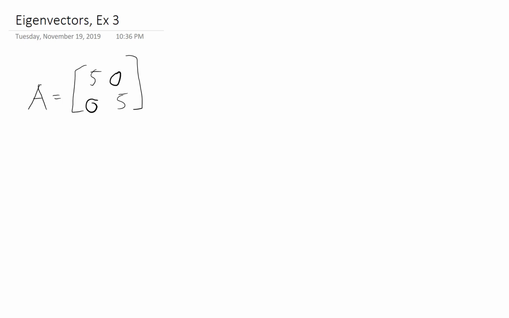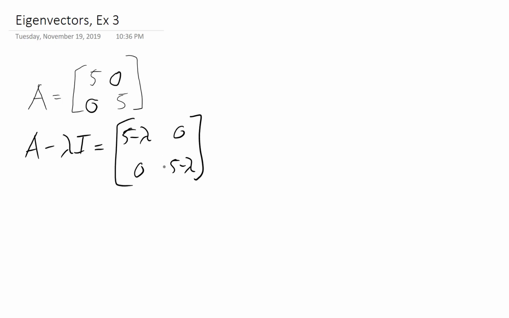First off, let's ask that question, what's A minus lambda I, or lambda I, we usually write it. Well, that's equal to 5 minus lambda, 0, 0, 5 minus lambda. And its determinant then is just (5 minus lambda) squared. And when we set that determinant, that characteristic polynomial, to 0, we get the idea that lambda is equal to 5, and it's equal to 5 twice. It's got an algebraic multiplicity of 2.